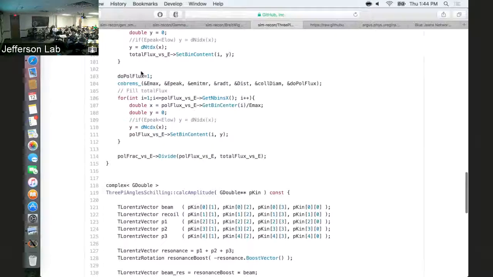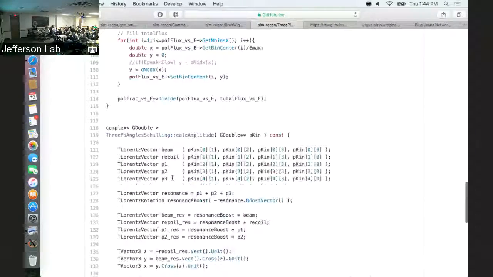At the end of this, you can look at the code later if you want to, but we're storing it in a root histogram. It's not necessary to do that, but it's convenient. And so now this pol frac versus E will contain the polarization fraction as a function of the energy.